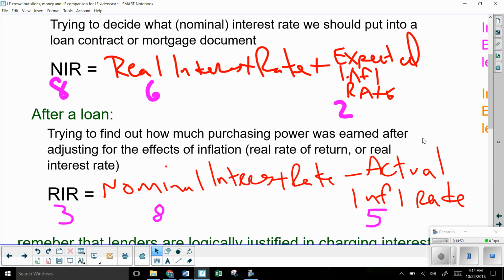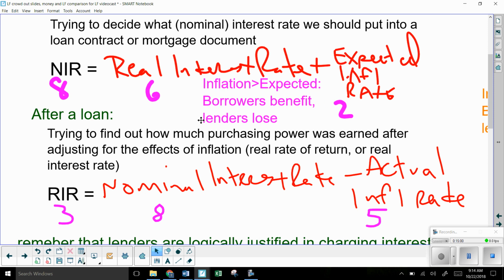And this idea here that if inflation was faster than we expected, I end up getting a little bit less back than I thought I would have. That should connect to something we learned in Unit 2, which is that when inflation is greater than expectations, borrowers benefit and lenders lose. In this case, I was the lender, and instead of getting 6% real rate of return, which I thought I was gonna, now I only get 3.